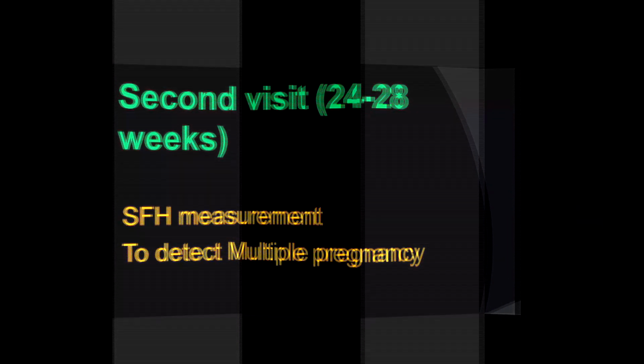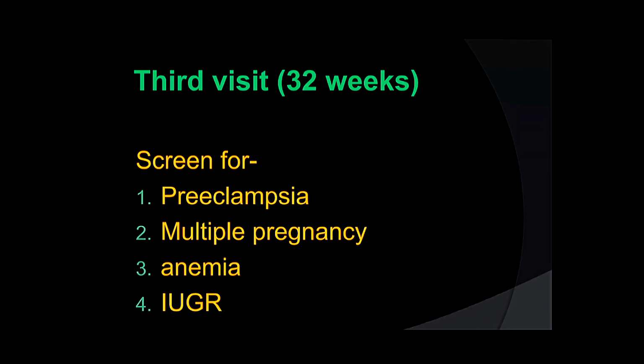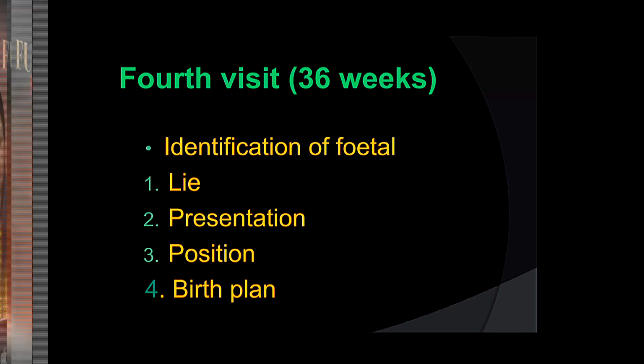antenatal visits. In the second visit, that means 24 to 28 weeks, it is very important to measure the SFH and to detect multiple pregnancy. In the third visit, at 32 weeks, we have to screen for preeclampsia, multiple pregnancy, anemia and IUGR. In the fourth visit, at 36 weeks, we need to identify fetal lie, presentation, position and the birth plan.